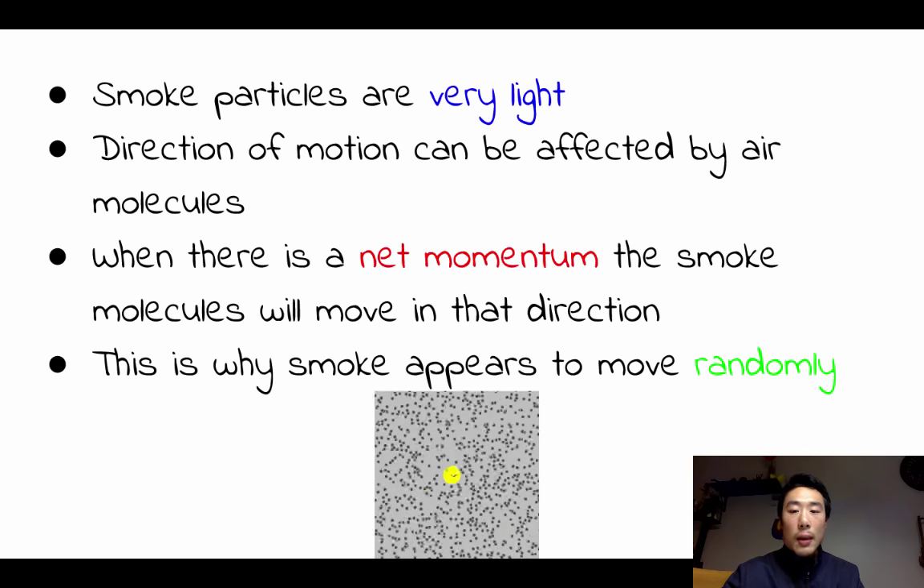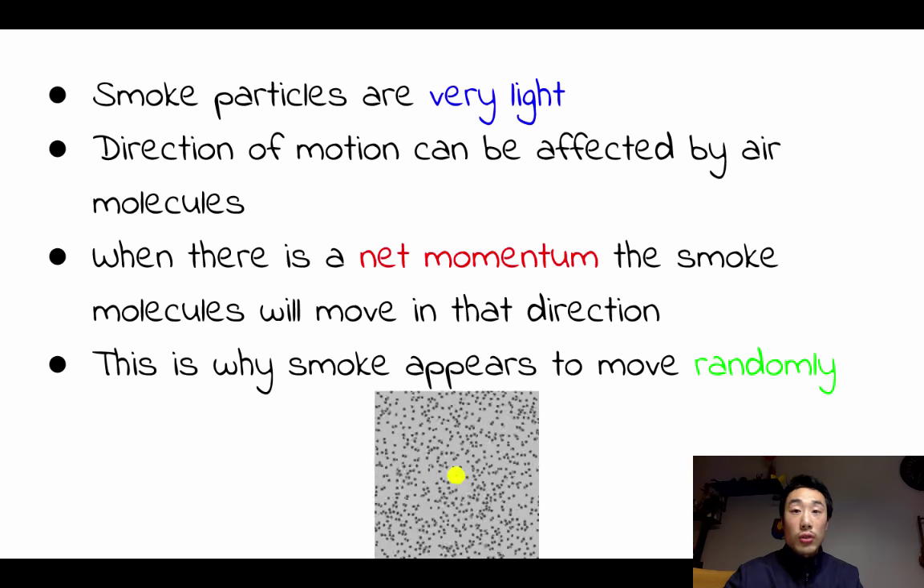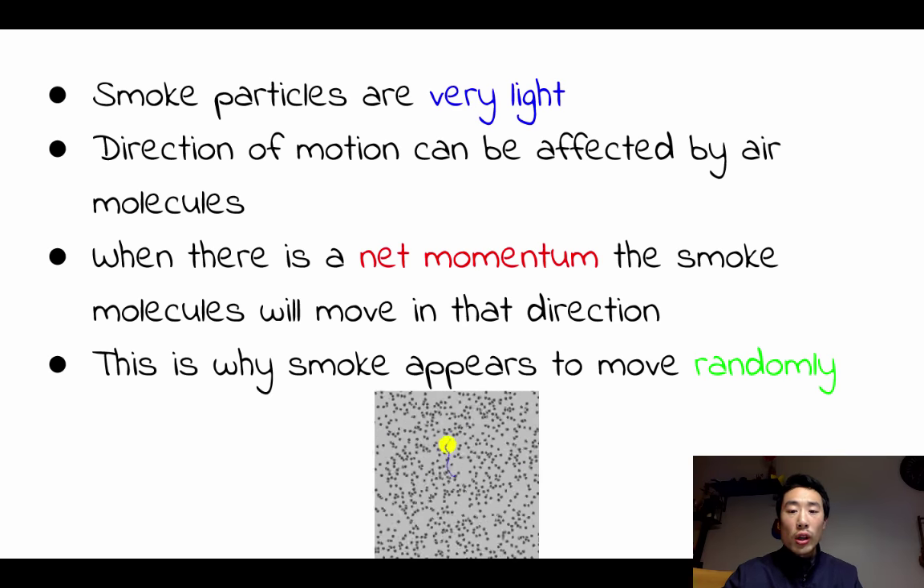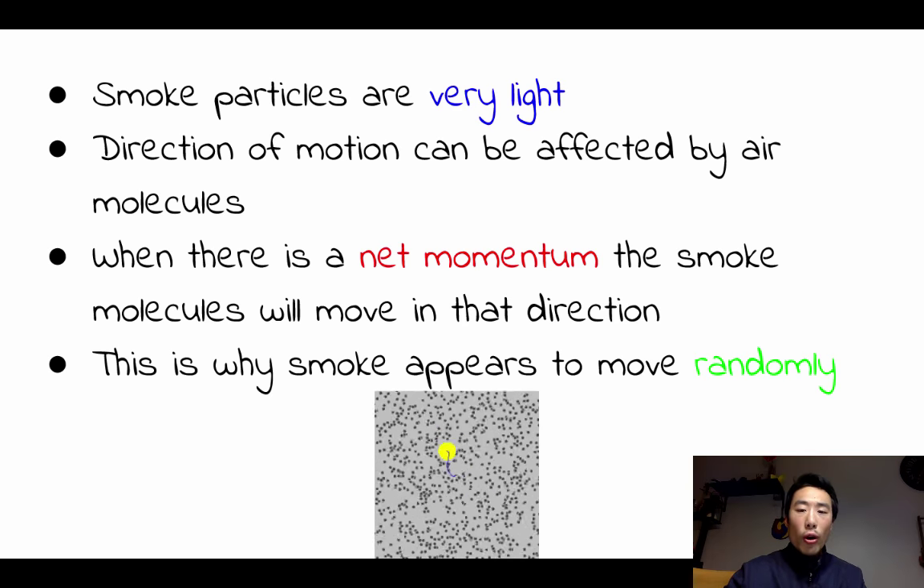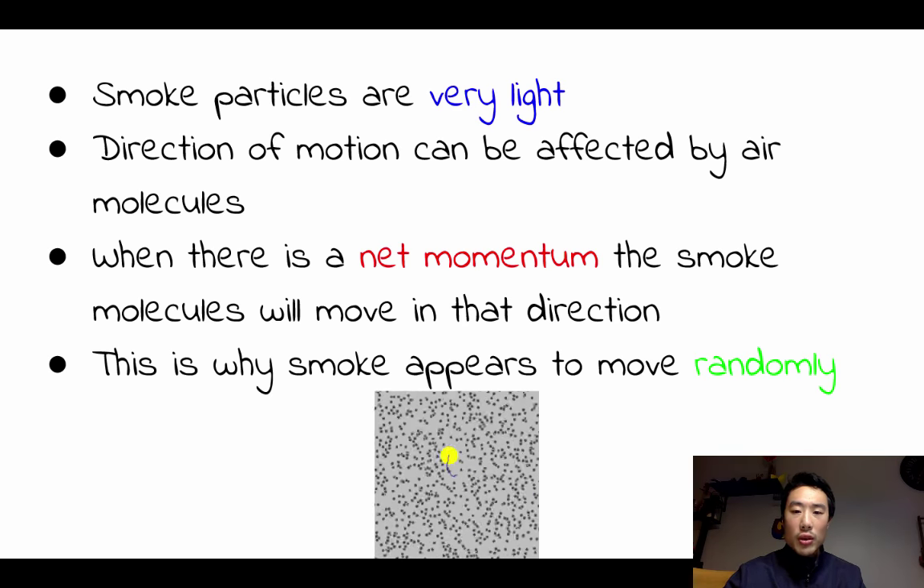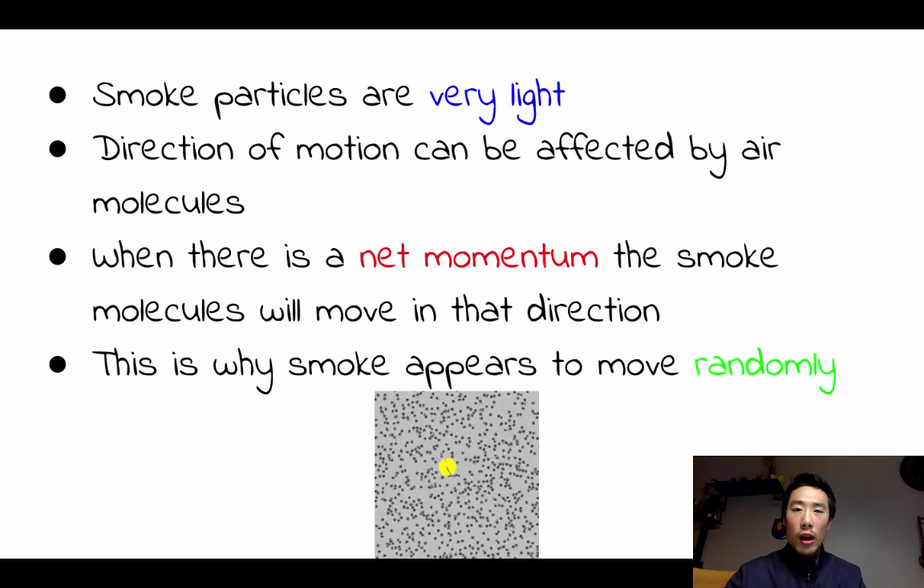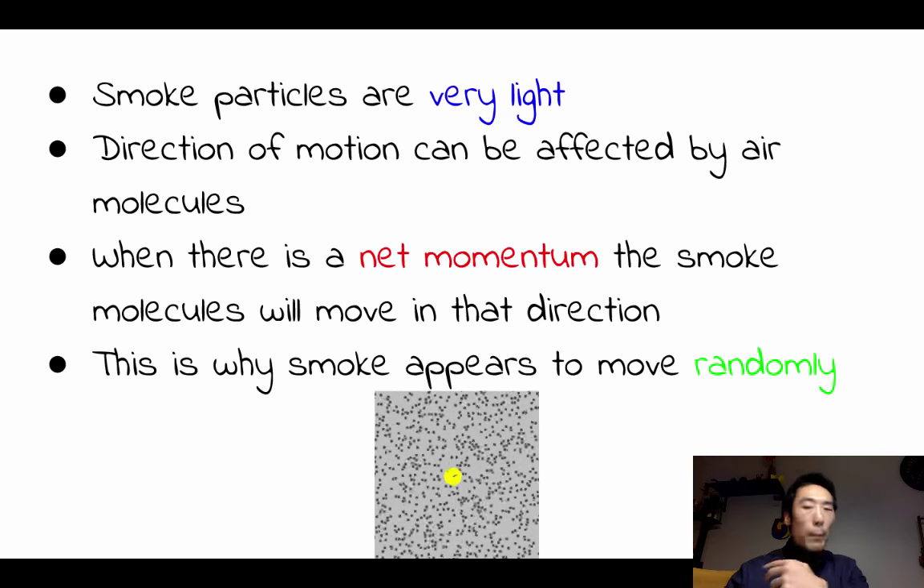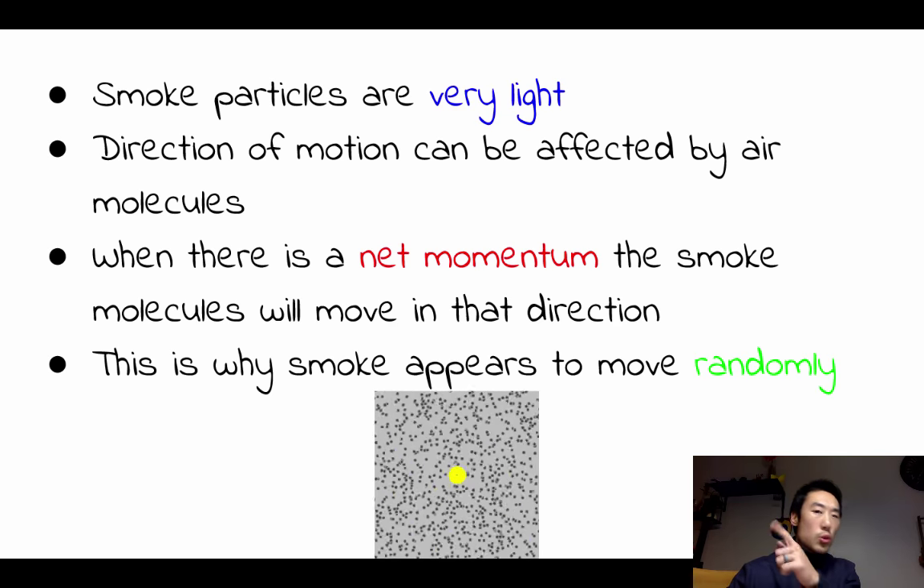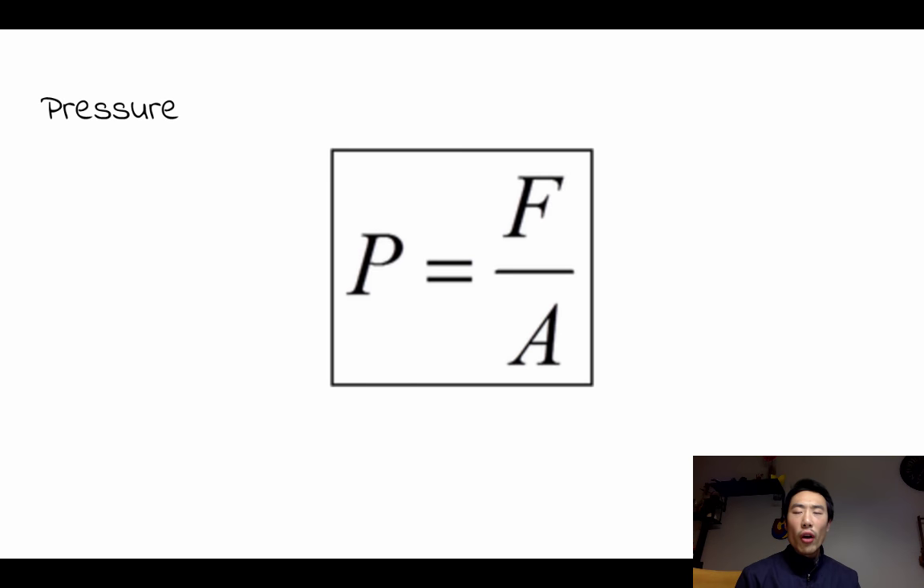Okay, so this is why smoke seems to appear to just move randomly, and we can see that in the image down there. The big yellow circle is what we can consider to be the smoke particle, and all the tiny little particles that you see there, don't stare too long, it might make you sick, are the molecules in the air. And the molecules in the air bump into the smoke molecules, making it move this way and that way.